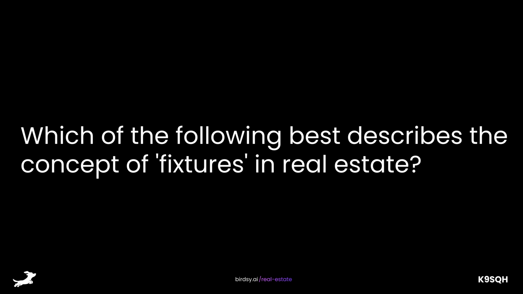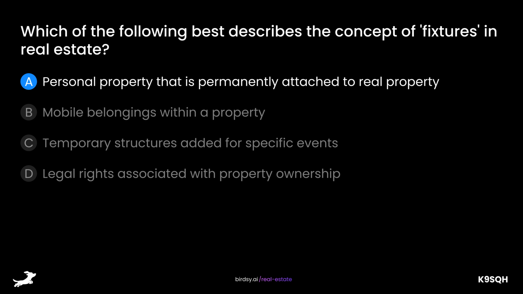Which of the following best describes the concept of fixtures in real estate? Is it A, personal property that is permanently attached to real property? B, mobile belongings within a property? C, temporary structures added for specific events? Or D, legal rights associated with property ownership?